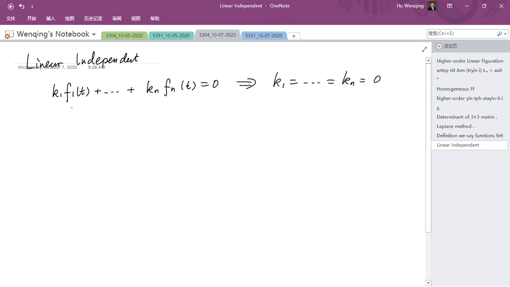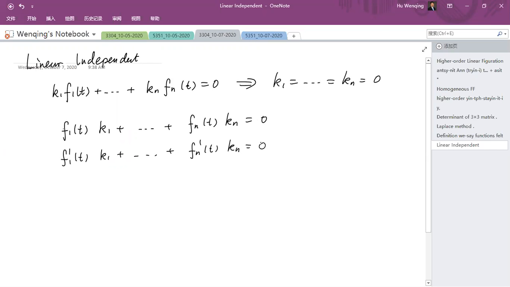And why is this true? If you think of this equation, let me write it in this form: f1 of t multiplied by k1 plus dot dot dot plus fn of t multiplied by kn is 0. Then if this is an identity, f1 prime of t multiplied by k1 plus dot dot dot plus fn prime of t multiplied by kn is also equal to 0. You can keep taking derivatives until you reach the n minus 1th derivative of f1 times k1 plus dot dot dot plus the n minus 1th derivative of fn of t times kn equal to 0. Is that good for everybody?